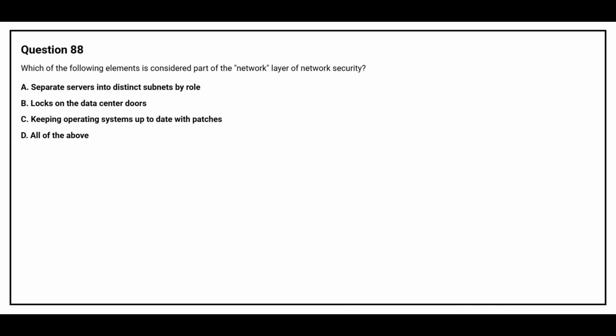Question number 88. Which of the following elements is considered part of the network layer of network security? Option A, separate servers into distinct subnets by role. Option B, locks on the data center doors. Option C, keeping operating systems up to date with patches. Option D, all of the above. The correct answer is Option A, separate servers into distinct subnets by role.